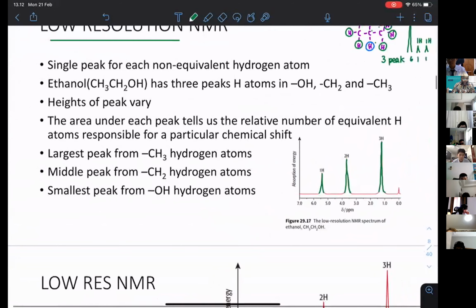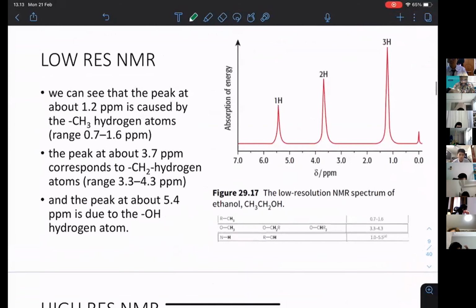So the idea behind low resolution is you are going to have a single peak for each non-equivalent hydrogen atom. Ethanol has 3 peaks because of 3 different environments. Heights of the peaks may vary. The area tells us the number of hydrogen atoms responsible for a particular chemical shift, and so on. Basically, they're just talking about this. So low resolution NMR is what we have learned until now. They continued further.